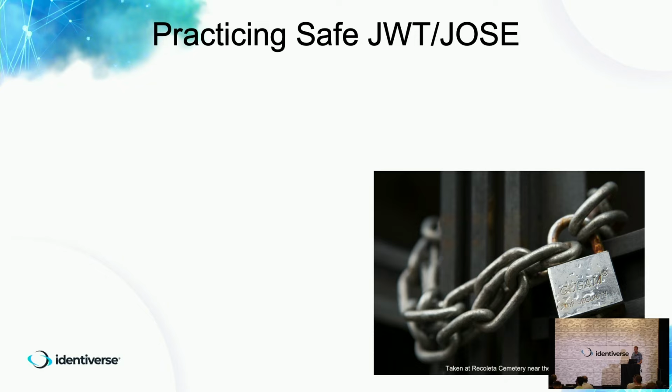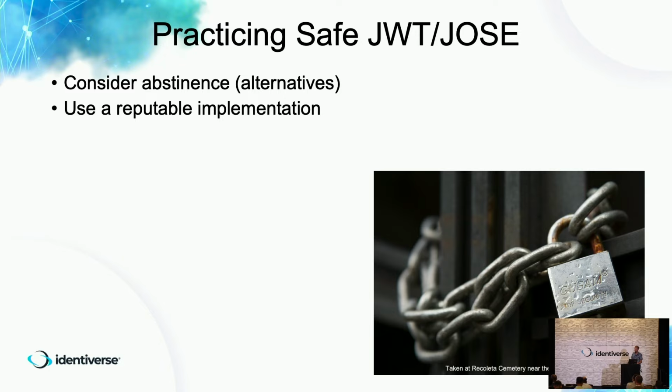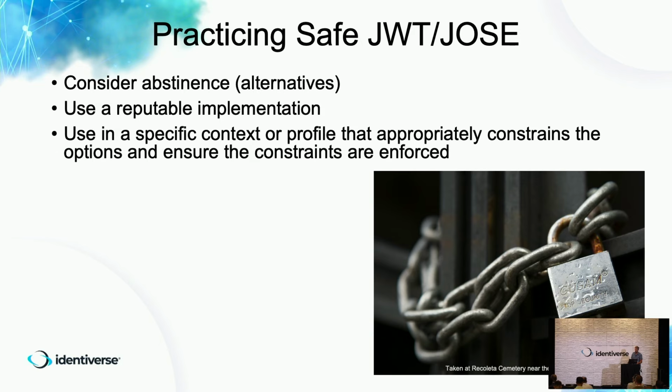Some parting words for practicing safe JWT. One is consider abstinence. I'm actually a proponent. I like JWT. I use it. But there's a lot of cases where it's not actually the right solution. So think about it before you put it in place. Use a reputable implementation. It is relatively easy, but it's also really hard, and it's better to use somebody else's proven libraries. Use this stuff in a specific context or profile that appropriately constrains the options, and ensure that those constraints are actually enforced.